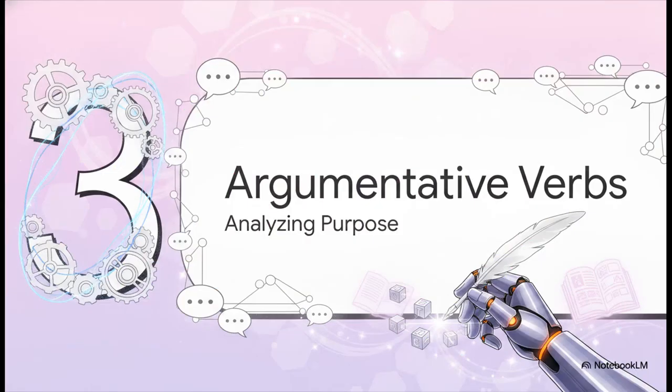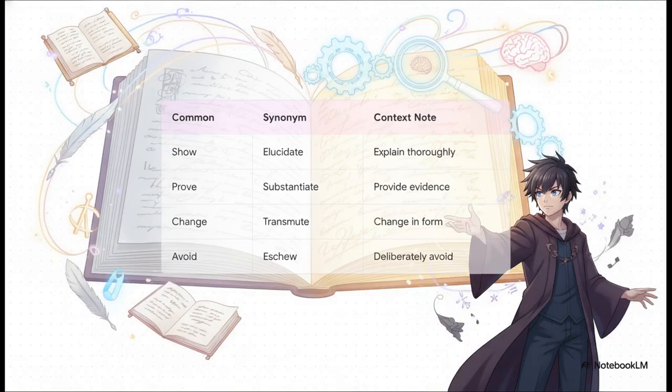All right, Section 3, persuasive and argumentative verbs. So many writers rely on really weak verbs. You know the ones, the author shows or the evidence proves. Honestly, these severely weaken your analysis. But listen to these alternatives. You don't just show a concept, you elucidate it. You explain it thoroughly. You don't just prove a point, you substantiate it with actual evidence. You don't change something, you transmute it. You don't avoid a counterargument, you deliberately eschew it. These verbs, they really pack a serious punch.